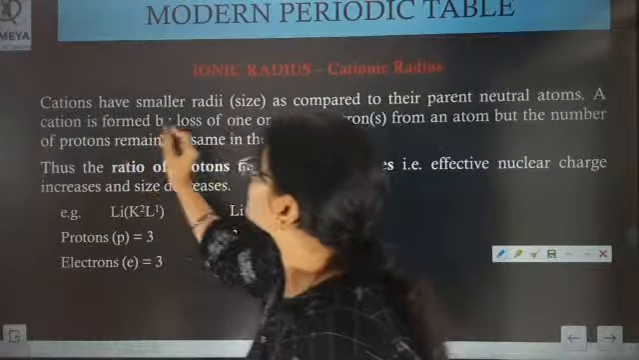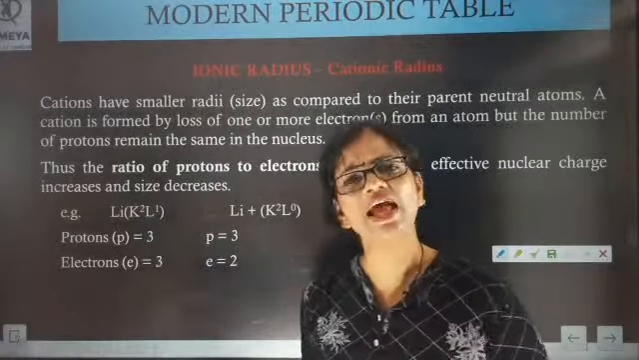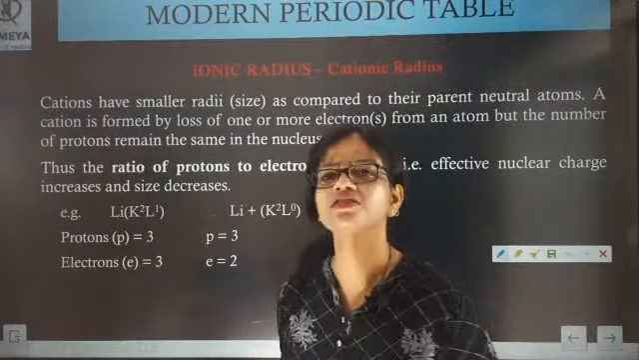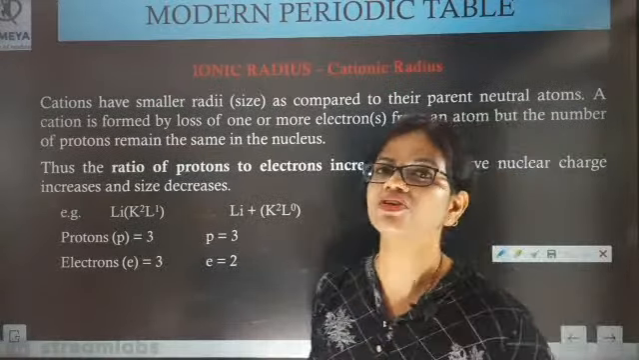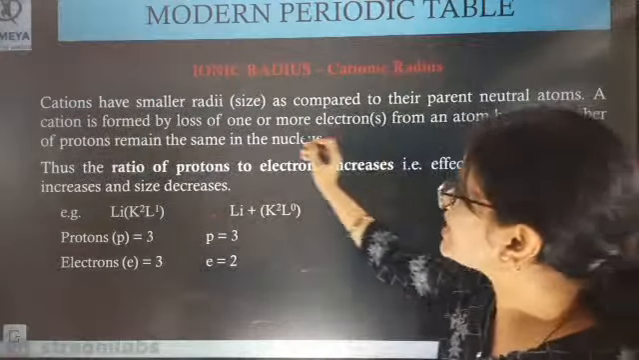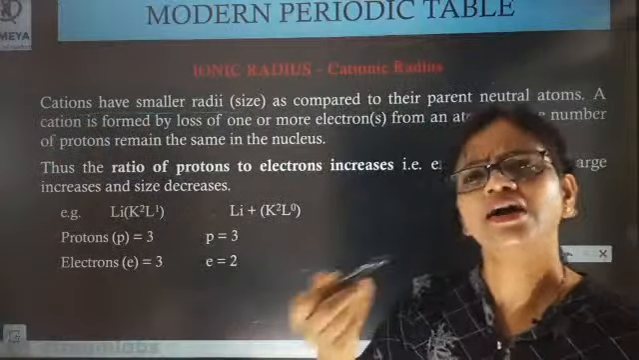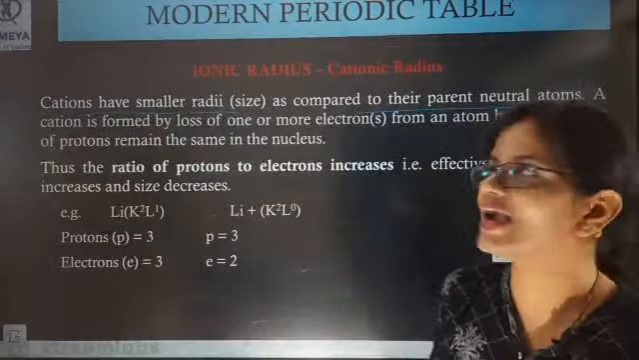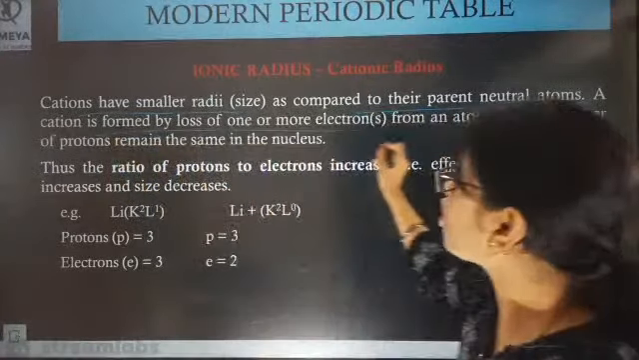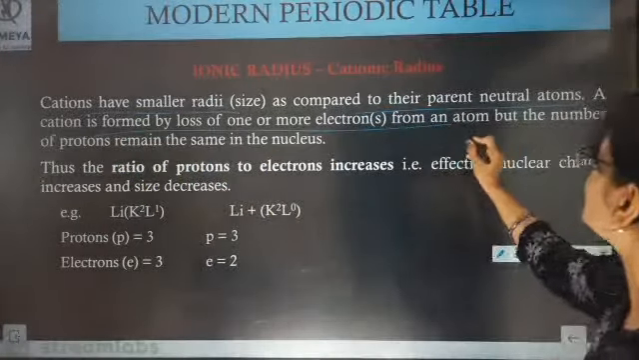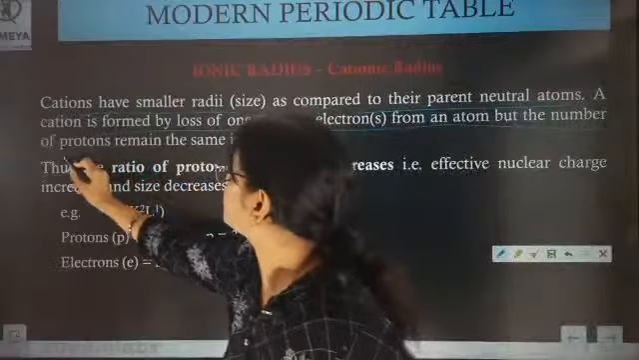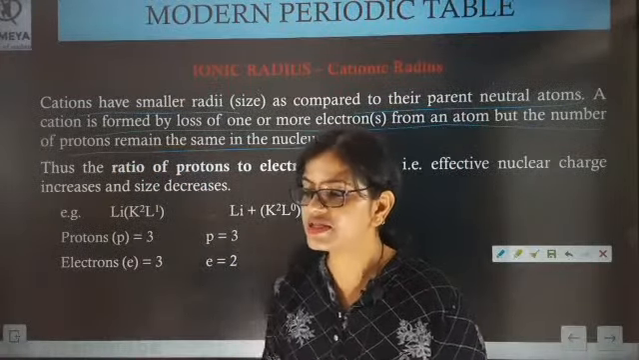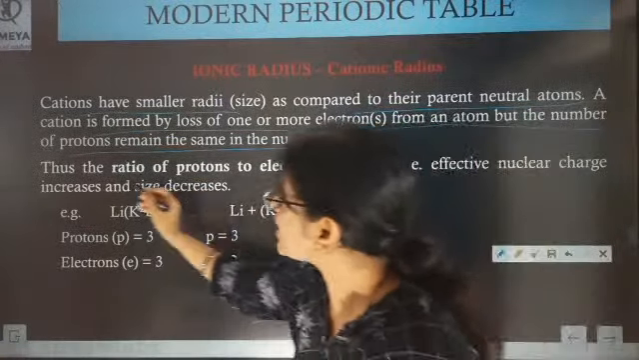So cations have a smaller radius. Why do cations have a smaller radius? Who can answer me? They are saying that cations have a smaller radius compared to their parent neutral atom because of the loss of one or more electrons from the atom, but the number of protons remains the same in the nucleus. Because of that, what happens?